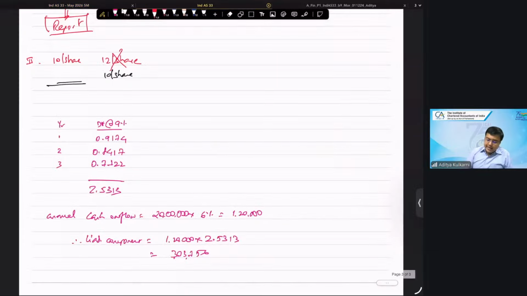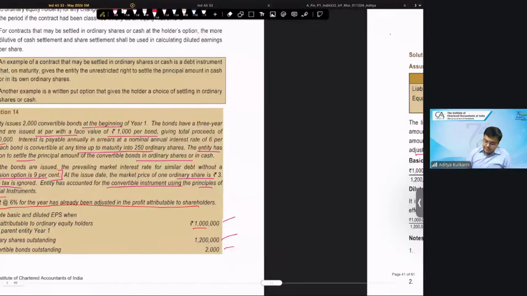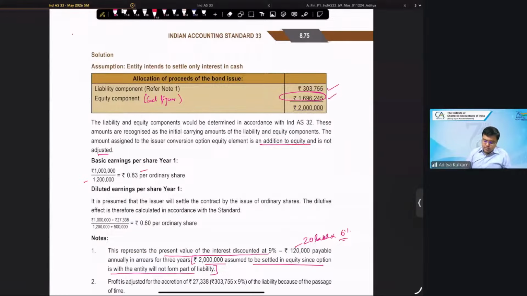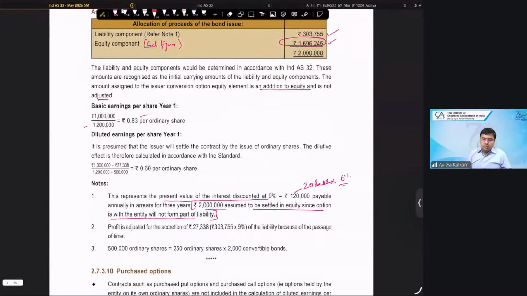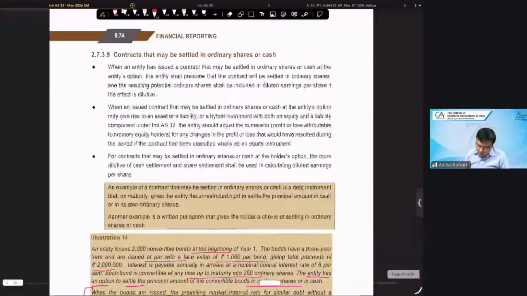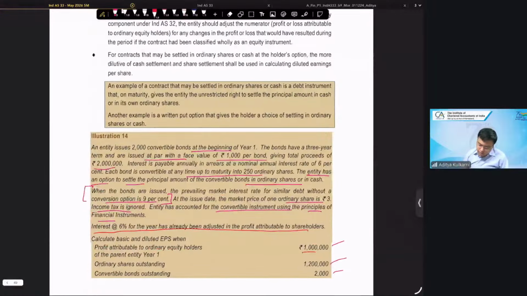So therefore, 10 lakh is your profit, divided by 12 lakhs. So 0.83. When I talk about potential equity shares, for diluted earnings it is presumed that the issuer will settle the contract by the issue of ordinary shares. If that is the case, the dilutive effect is calculated in accordance with the standard. So how many equity shares will you issue? 2000 into 250 gives you 5 lakhs.